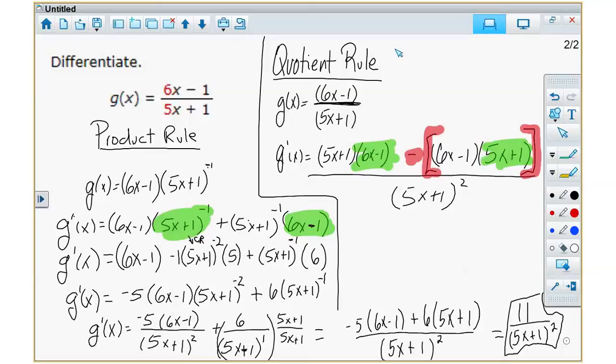Now let's see what the quotient rule gives us. The good thing about the quotient rule is it's already got the 5x plus 1 quantity squared, so chances are, I already see the FOIL method over there giving us 30x squared, and this one giving us 30x squared. So I think we're going to see things cancel out. So this is going to give you 30x squared and then that's going to be negative 5 plus 6 is 1.